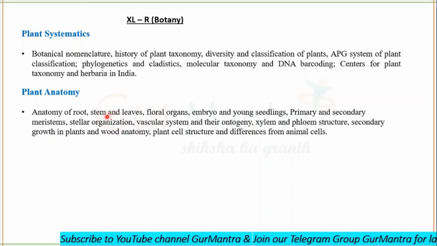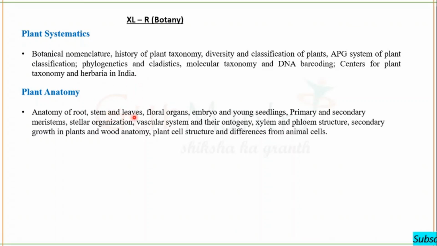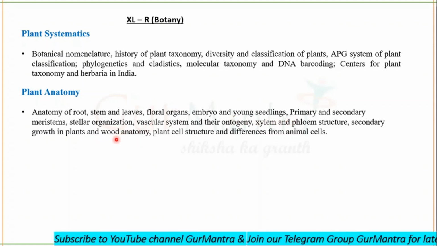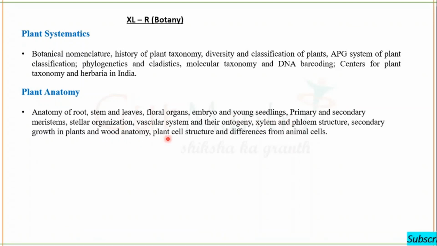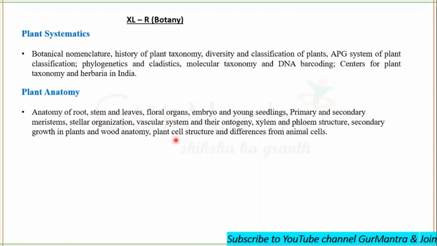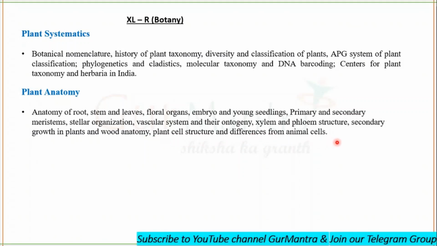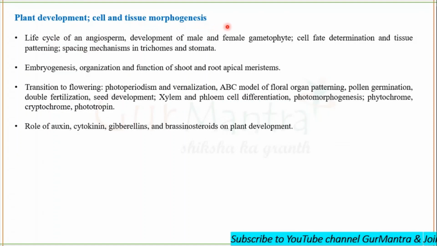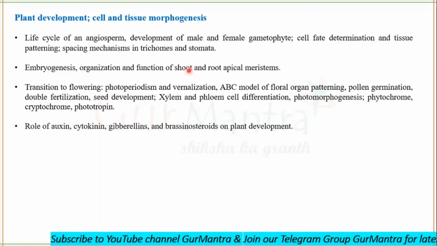Here we see anatomy of root, stem, leaves, different parts of the plants, xylem, phloem, stellar organization, secondary growth in plant, wood anatomy, and we will also see the detailed cell structure of plants and how it differs from the animal cells. Next comes the plant development, cell and tissue morphogenesis. In this, we will see how the plant develops.